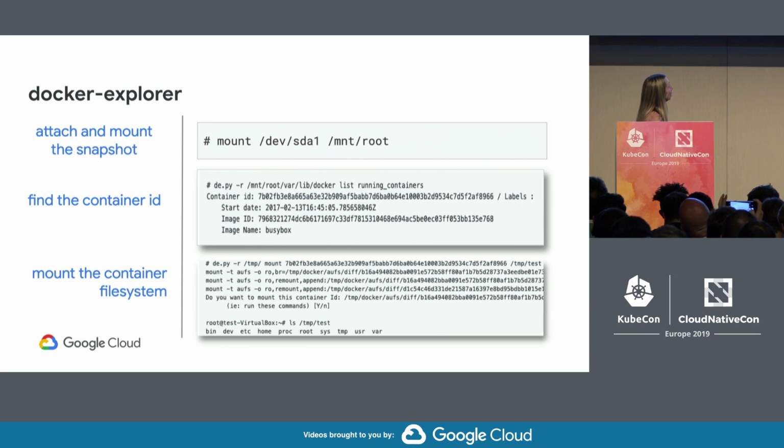So for example, if you take a disk snapshot of a GCE image, you get a copy of /var/lib/docker. Docker Explorer is just Python that does some JSON parsing. So running Docker Explorer on the mounted /var/lib/docker and doing list running containers, you'll get container IDs that were running at that point in time the snapshot was taken. You're then able to mount those file systems and see what was going on in the container, again, at that point in time when the snapshot was taken.